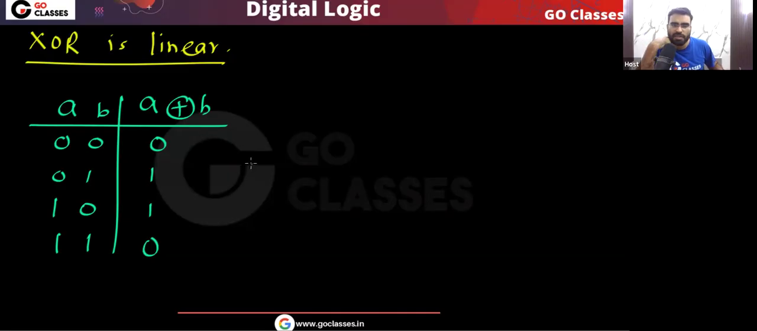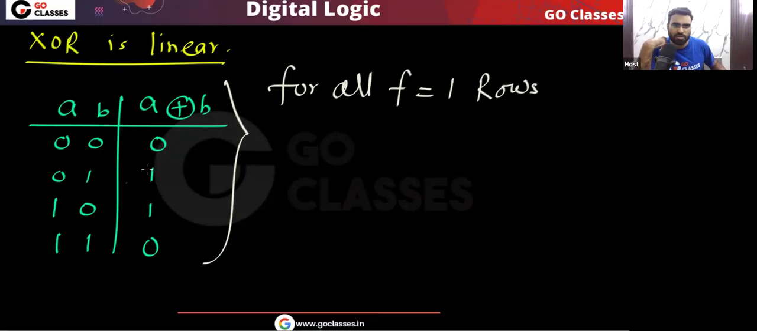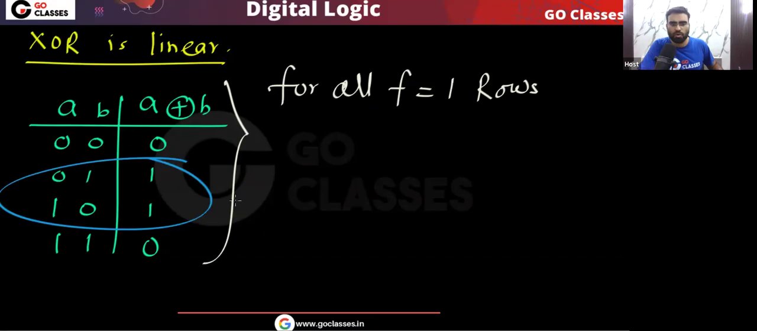What will you check? See, wherever f is 1, look at this. For all f equal to 1 rows, what are the f equal to 1 rows? These are f equal to 1 rows, correct? Yes or no? For all f equal to 1 rows, tell me how many ones are there in the input?